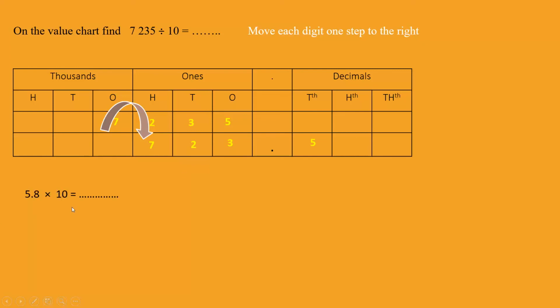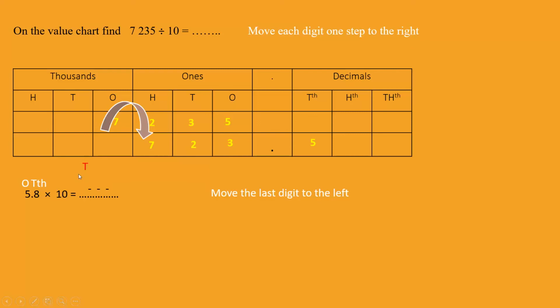5.8 times 10. Do I need to draw the value chart every time? If you like it, okay, do it. If you don't like to draw it every time, you can write the places on the number, like this. We know that in multiply, we will move to the left. Okay, let's write the places. Here we have ones and here we have tenths. So I'll move to the left. So 5 will jump to the left, another place. So the new place is tens.